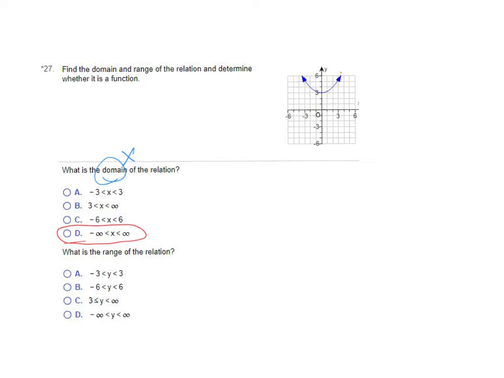If I go and look at the range, remember for range we think y values and we think up and down. My lowest point occurs right here at 3. My greatest points are here and here, and they both have arrows. That tells me this goes between 3 and positive infinity. If I was asked to determine whether this is a function, yes, it is a function, because if you think about the vertical line test, a vertical line is only going to hit one point at any one time. So there would be no repeats in the domain, so yes, it is a function.